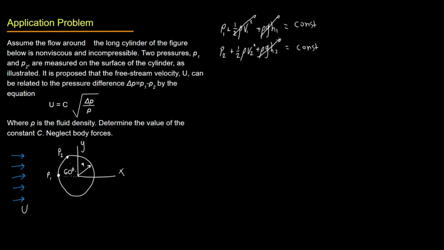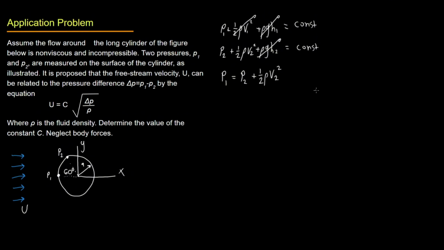Here we're going to neglect the height component in the Bernoulli equation. It's not tall, it's not that significant, and so we will have P2 plus the velocity component equal to some constant. Because these are along a streamline, we can equate these, and so we'll say P1 is equal to P2 plus 1/2 rho V2 squared. So right now the question is, what is V2?